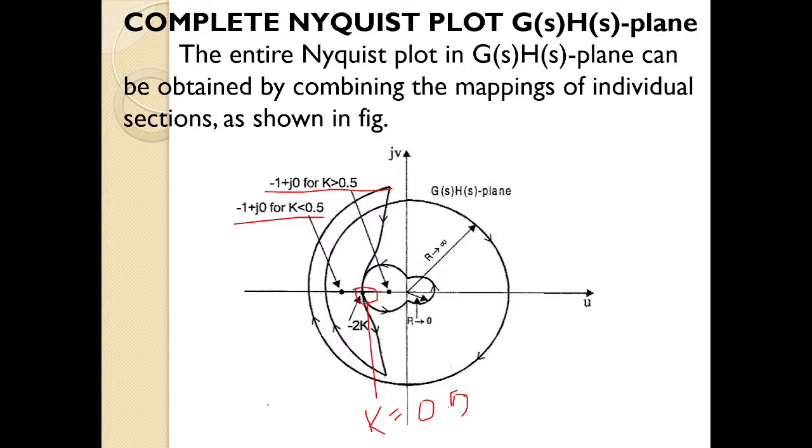If the k value is less than 0.5, then this minus 1 plus j0 point will shift towards left. If the k value is greater than 0.5, then this minus 1 plus j0 point will shift towards right. It will shift towards left or right depending on the k value, less than 0.5 or greater than 0.5. So I hope you have understood how we have located this point and how we have located this point.